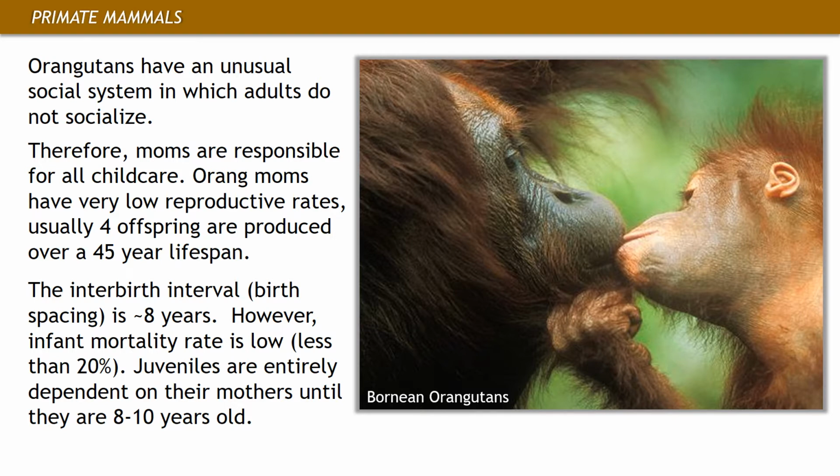Orangutan moms have very low reproductive rates. Usually, a female only has 4 offspring over the course of her 45-year lifespan. The interbirth interval, birth spacing, is about 8 years in orangs. However, infant mortality rate is low, less than 20%. Among most wild primates, the range is somewhere between 35 and 50%. So these orang moms are fabulous moms. Their juveniles are entirely dependent on their mothers until they are 8 to 10 years old.